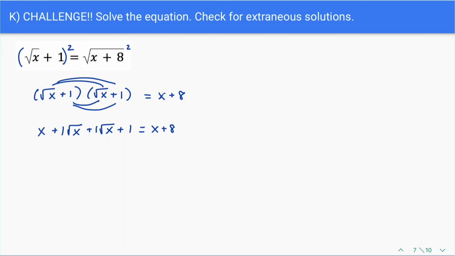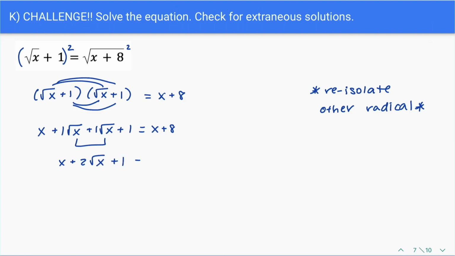Now is where a lot of people get very nervous. It seems confusing, but here's the clue. You need to re-isolate the other radical. Once you've gotten rid of one radical, which we were allowed to do because it was isolated, we then need to re-isolate the other radical and then get rid of it. So we can do that by combining like terms on the left. I have x plus 2 square root x plus 1 equals x plus 8. Again, those were like terms. We had two of them, so I wrote it that way.